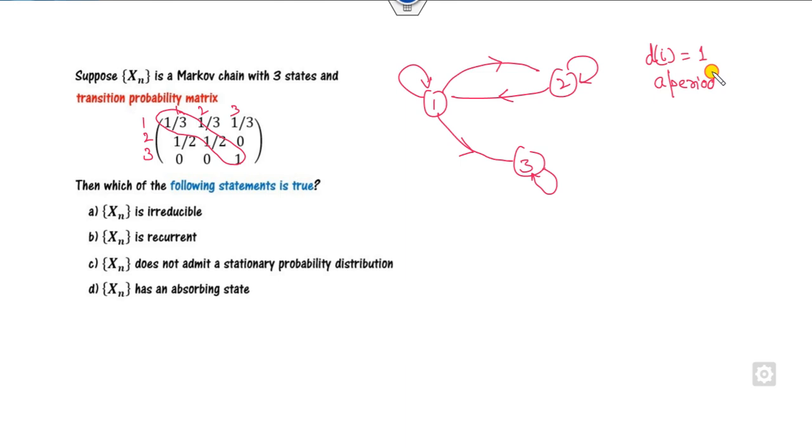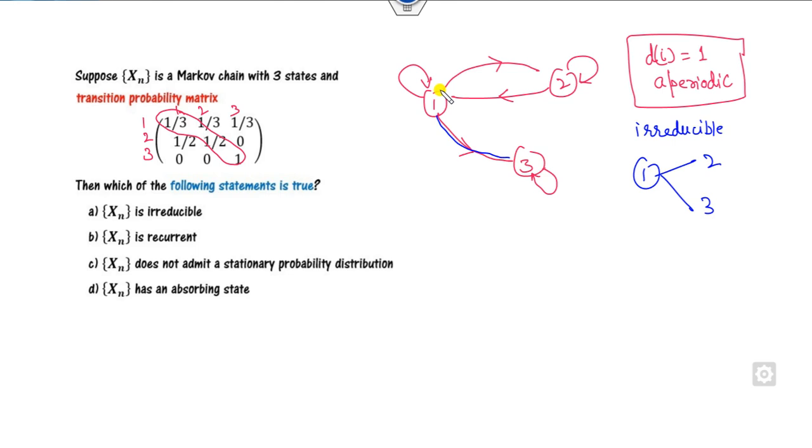Fine. If I prove that it is also irreducible, then it has a unique distribution function. Look at that. How can you check if it is irreducible? Can you start from 1 and go to 2 or 3 directly or indirectly? I can go to 3 directly, I can go to 2 here, fine. Is it possible to start from 2 and go to 1 and 3 both? From 2, yes. But 2 to 3, I can go from 2 to 1 and then 1 to 3.